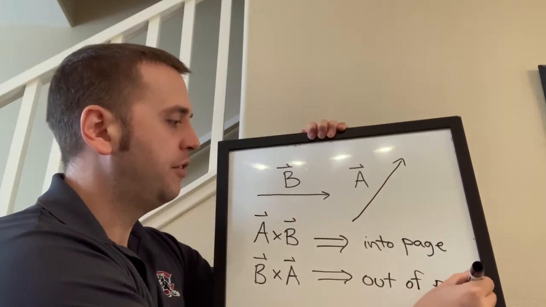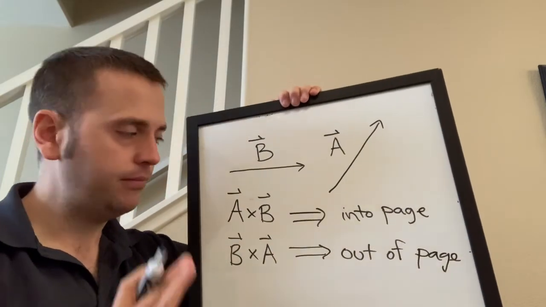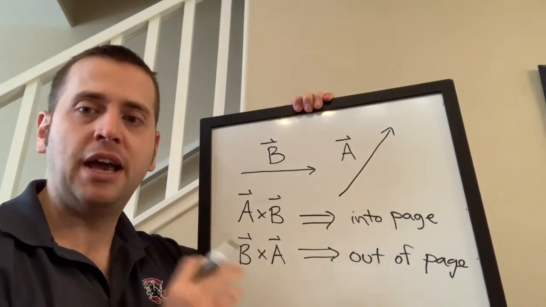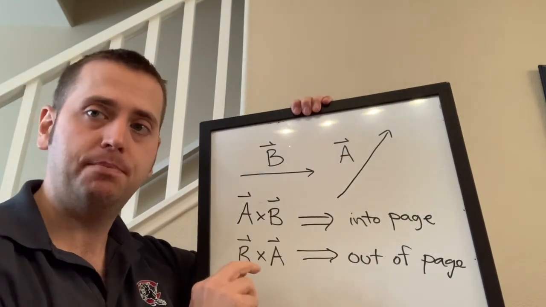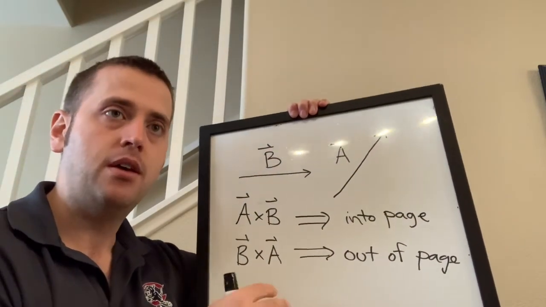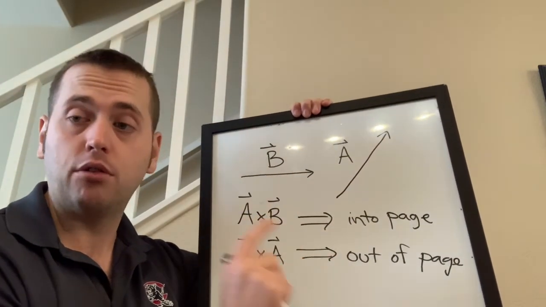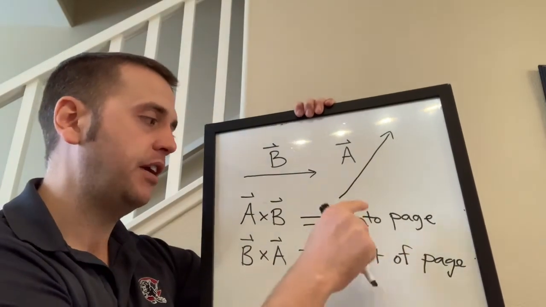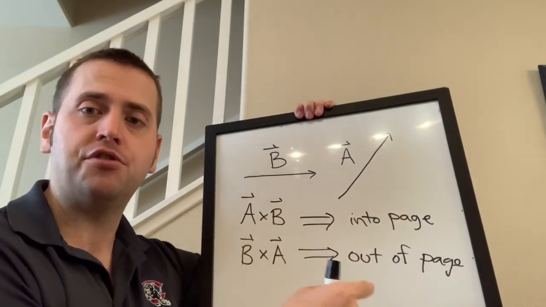And that's what we meant earlier when we said the order of terms matters. If you do A cross B, and then you switch the order of terms and do B cross A, you're going to get a different cross product, because one is going into the page, the other is going in the opposite direction out of the page.